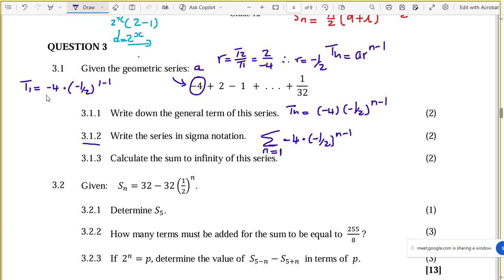So this will be any number to the power 0. We know that 1 minus 1 is 0, and any number to the power 0 is 1. So T1 is just -4. So it starts at 1.